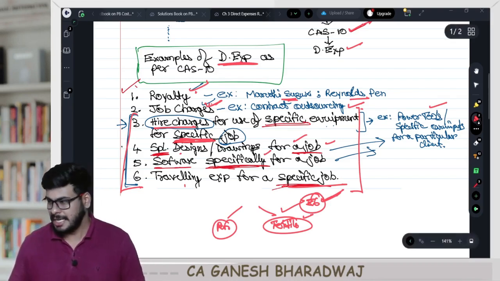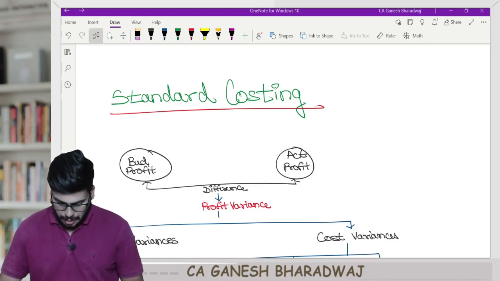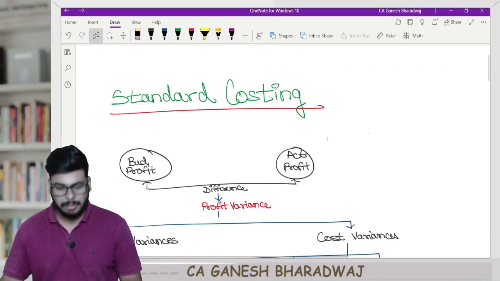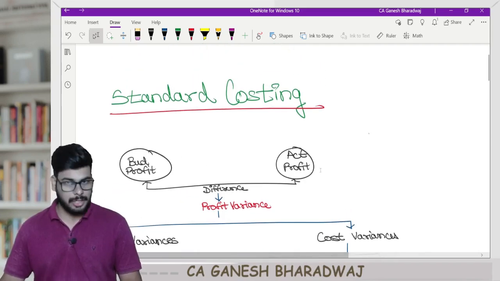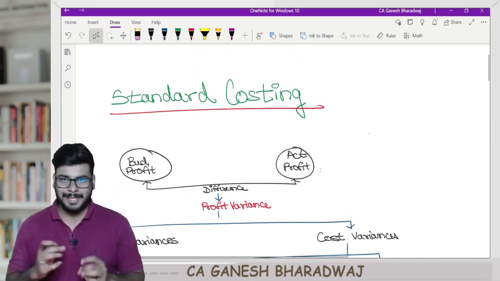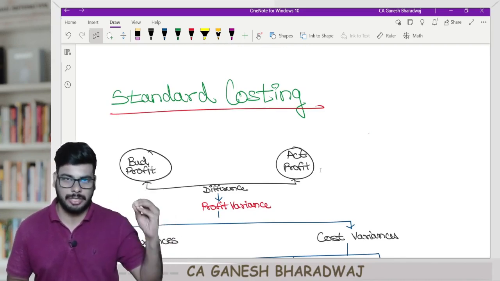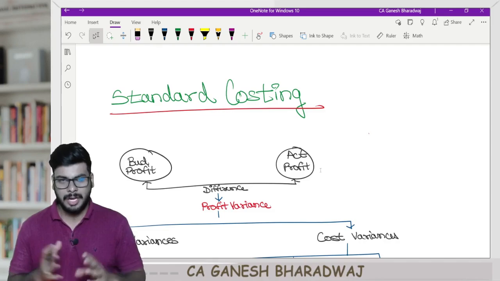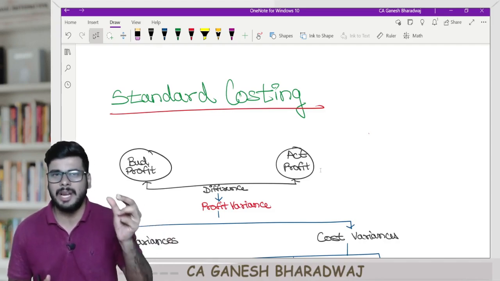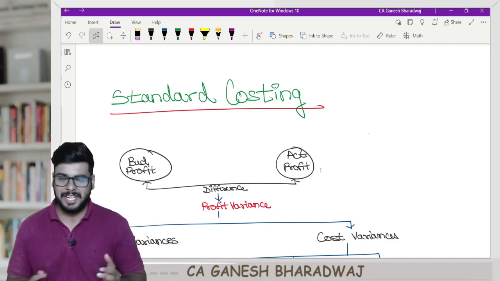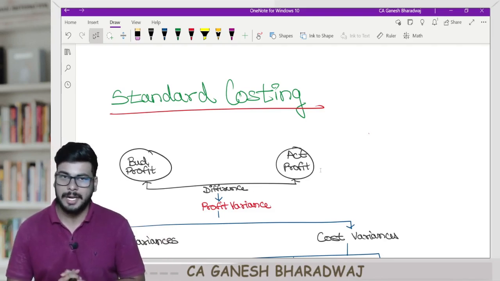Now let's move on to the next one, standard costing. Now, guys, before we move into the revision of standard costing, let me tell you a few things about this chapter. Number one, this chapter standard costing is a common chapter between paper 8 cost accounting and paper 12 management accounting. But syllabus-wise, in cost accounting, there is only a very limited portion of this chapter, whereas in management accounting, the entire chapter, the entire concepts involved in standard costing, is there.